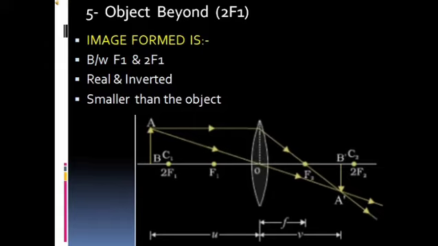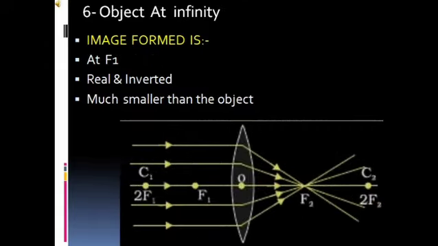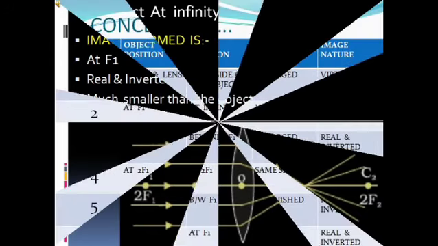Then we have our last case, that is object at infinity. Rays will be coming, they'll be meeting at the focus. So that means a real and inverted image will be formed and it will be very much smaller in size than that of the object. Now here is a conclusion table I have made.